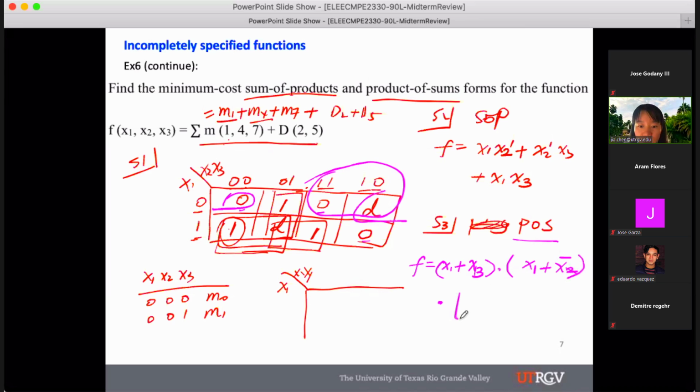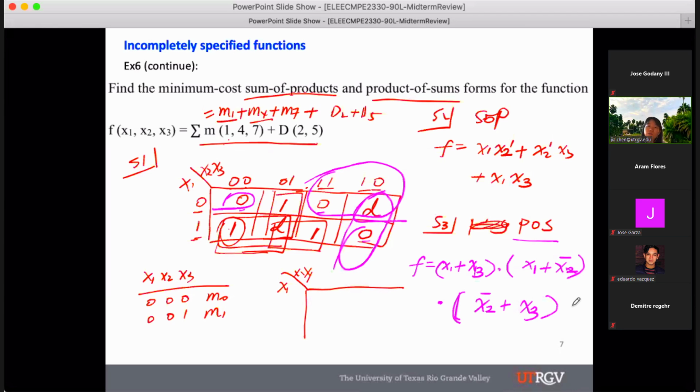Now I have to deal with this 0 and this 0. I also combine those two together, so I can get the last sum term, which is x2 naught plus x3. You know, so that's how you do it.